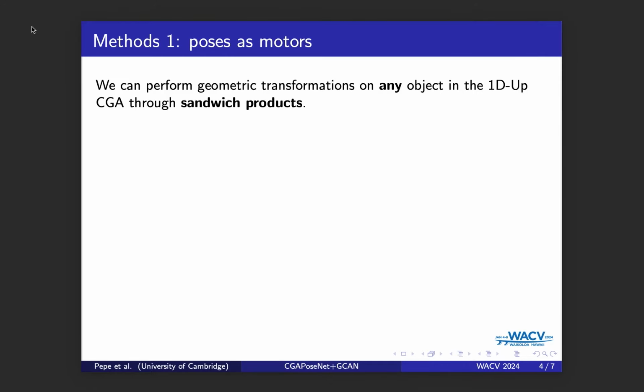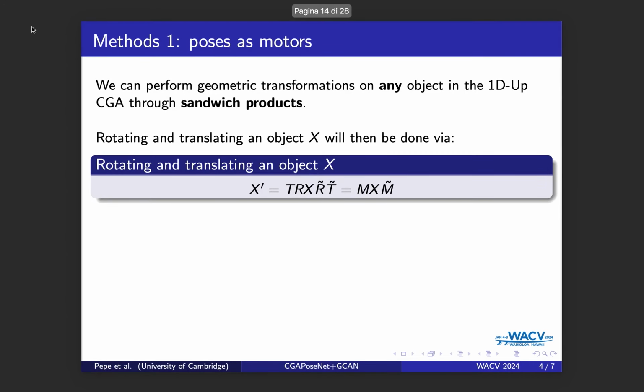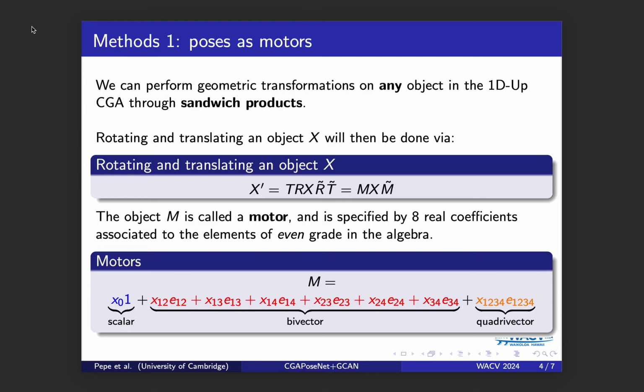Now, a key factor about the 1D up CGA is that we can transform objects through simple sandwich products. This is a key property of geometric algebra. So, starting from a generic object X, we can rotate X and translate it by two consecutive sandwich products as follows. Now, as you can see, a new quantity appears, M, which is a geometric product of T and R, which we introduced before. Now, we call M a motor, and it is characterized by 8 real coefficients, which multiply the elements of the even grade in the algebra. So M will have 1 scalar component, 6 bivector components, and 1 quadrivector component.